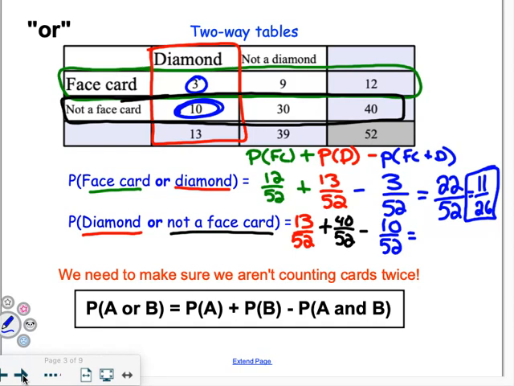Notice in this case, if we did not subtract the 10, the stuff that we double counted, we would have had a probability of 53 out of 52, which right away should make us think, well, that's not possible. It's not a greater than 100% chance. So if we subtract, we get 43 over 52.